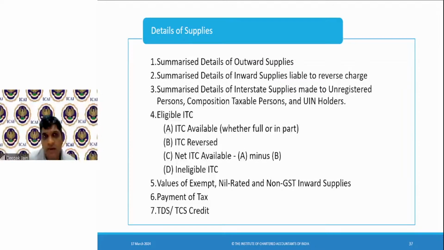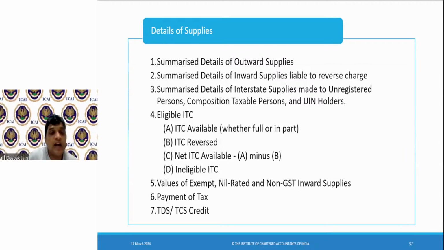मतलब जो भी आपने सप्लाई किया उसका summary आप बना के outward supply में दोगे, saying that this is the value of supply and this is the tax. Then summarized details of inward supplies liable to reverse charge. Then summarized details of inward supplies made to unregistered persons. Right? We had seen that bifurcation. Then here we will give the details. Summarized details of interstate supply made to unregistered persons, composition taxable persons, and UIN holders.